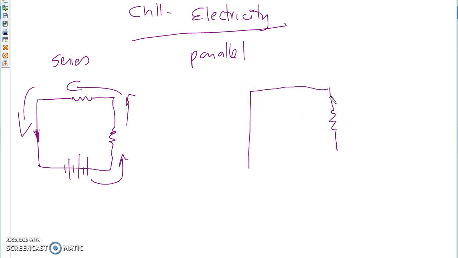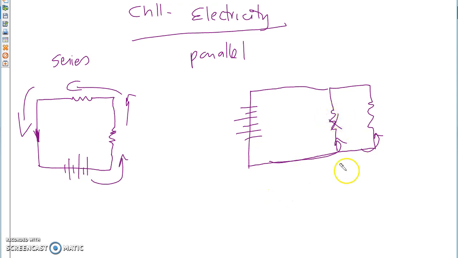In a parallel circuit, you have more than one path, so the electrons have more than one route to take. Even if one of the light bulbs goes out, your circuit can still keep on working. That's the difference between a series circuit and a parallel circuit.